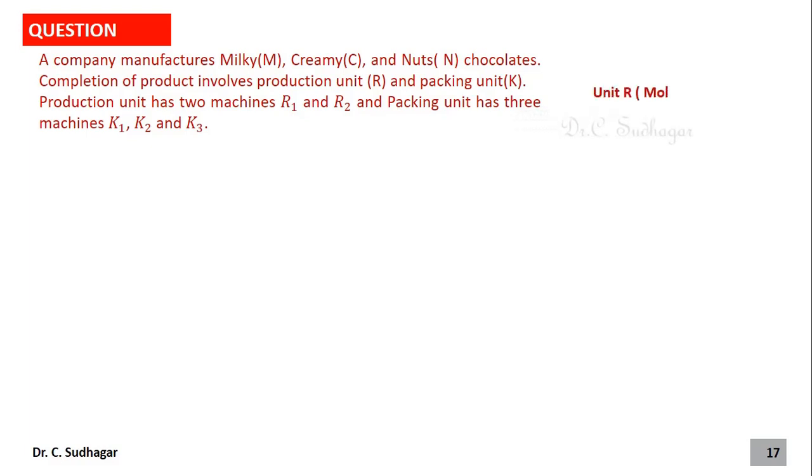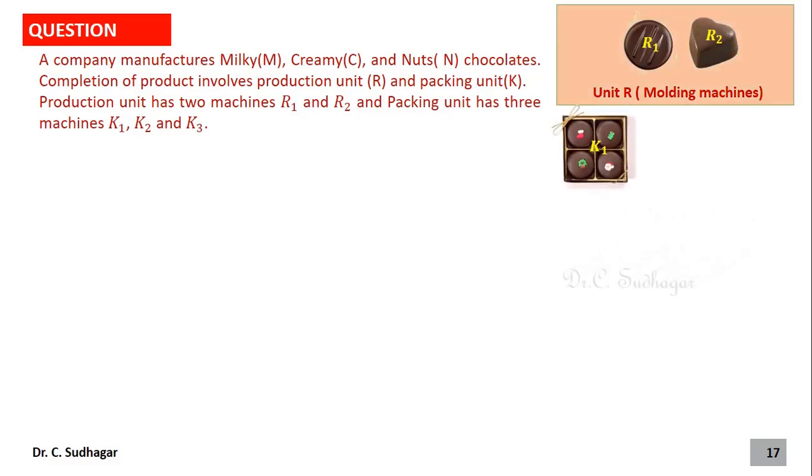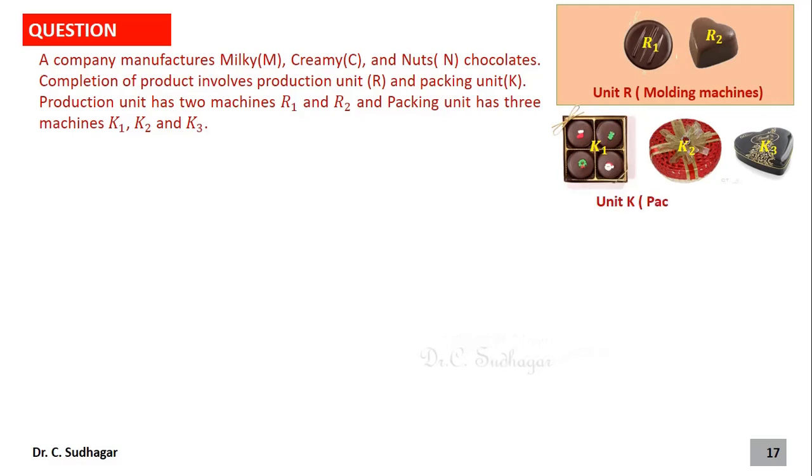For example, if it is a chocolate company, we can call them molding machines, R1 and R2. Two machines, R1 and R2, and in the packing unit three machines are there, K1, K2, K3. Let us say the different shapes of boxes are K1, K2 and K3. So this is the second unit K, the packing unit. Just for our understanding we can take this as an example, but in a given question it can be any machines, two machines R1 and R2 and three machines K1, K2, K3. The picture is just given for our better understanding.